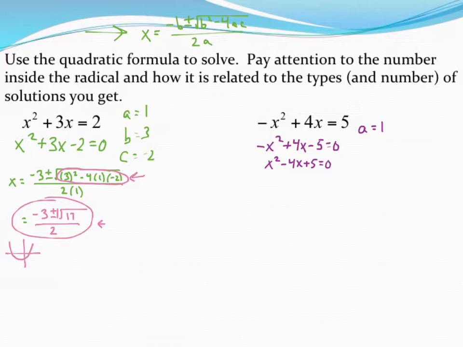They'll either be imaginary or they'll be irrational. So let's list out what a, b, and c are. So a is 1, b is negative 4, and c is positive 5.